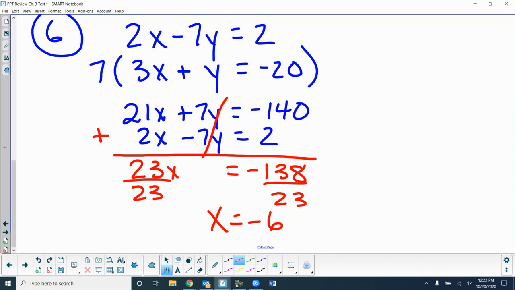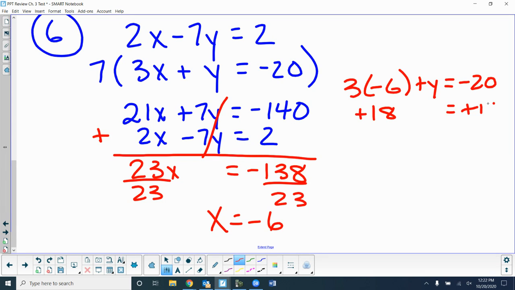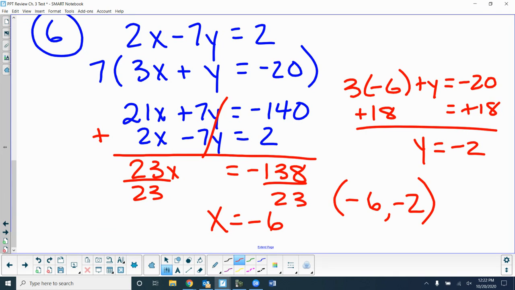And then I'll just do the bottom one this time, the 3x plus y. So 3 times -6 plus y equals -20. So that's a -18, so I'm going to add 18 to move it. So y is -2. So our answer is -6, -2 for that one. Elimination. Questions? Simple, right?